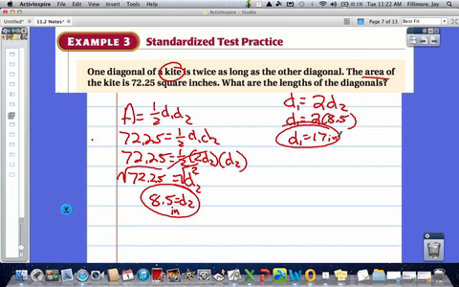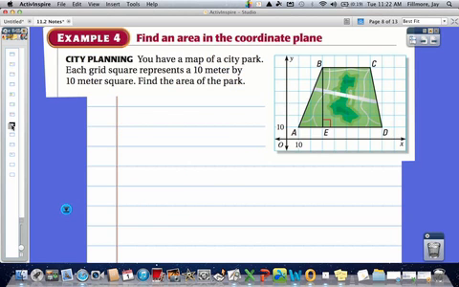Let's try 2 more problems. You have a map of a city park. Each grid square represents 10 meter by 10 meters square. Find the area of the park. So that means each square is 10 meters by 10 meters. So this appears to be a trapezoid. We need to find our 2 bases and our height.